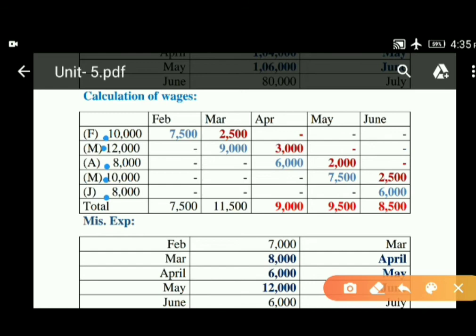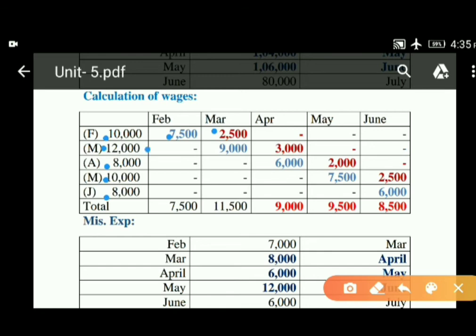అంటే ఏ మంత్కి ఆ మంత్లో 75% వేజెస్ అనేది పే చేస్తున్నారు. The remaining 25% only arrears will be paid in the next month. So we'll calculate here. February wages 10,000 లో 75% paid in February, that is 7,500, and remaining 25% will be paid in March, that is 2,500.